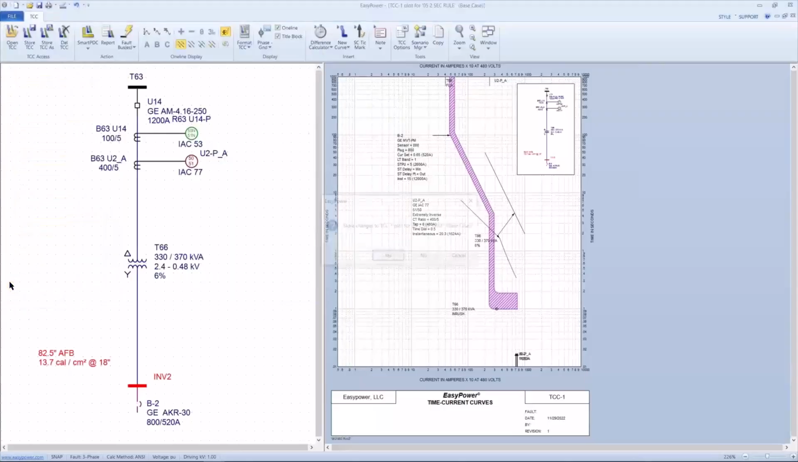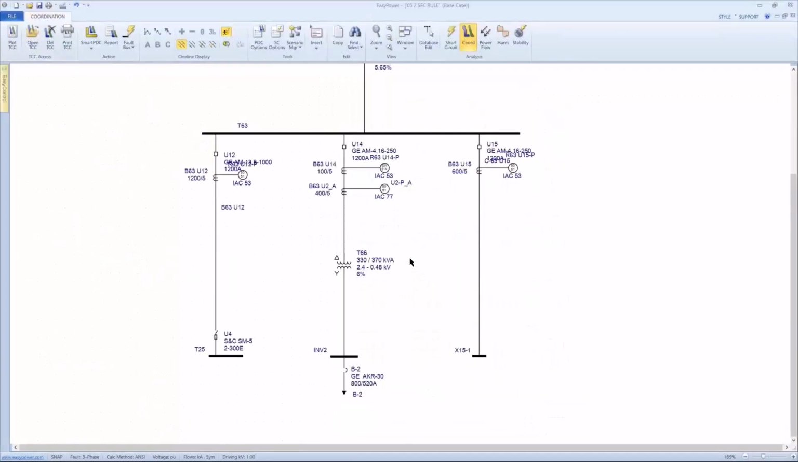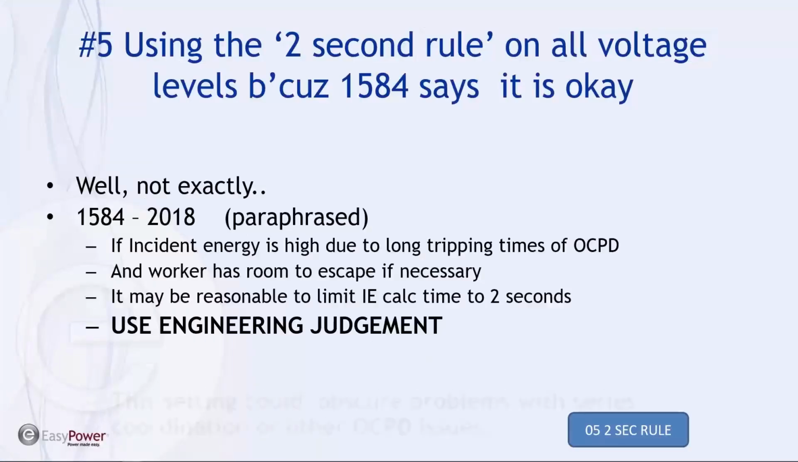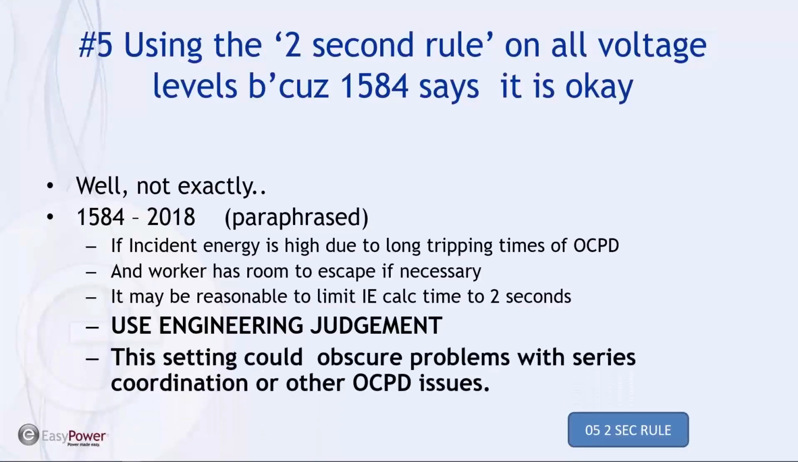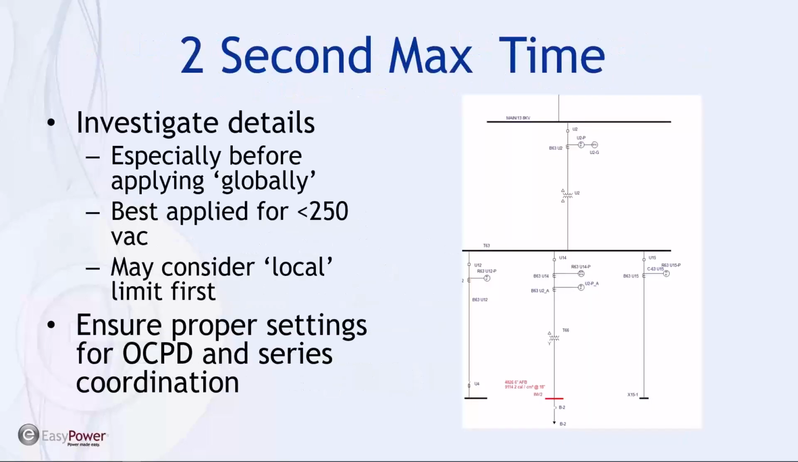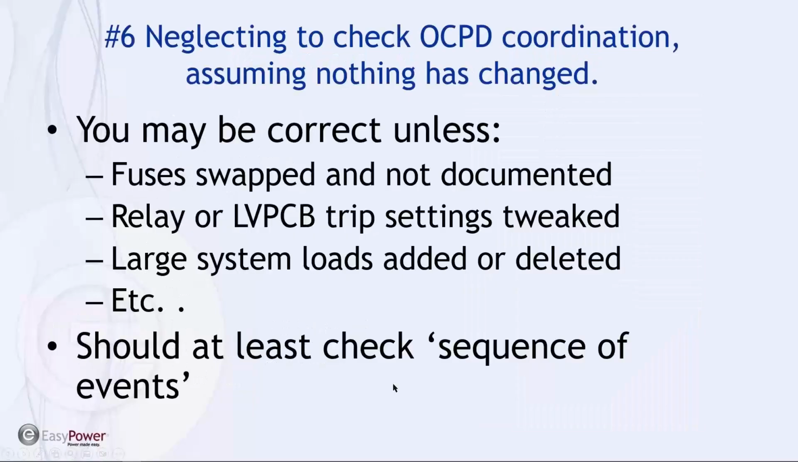And frankly, I would only use the 2 second rule on less than 250 volts because it can obscure coordination and protective devices. Mistake number 6, neglecting to check the overcurrent protective device coordination, assuming nothing has changed when you update the system.